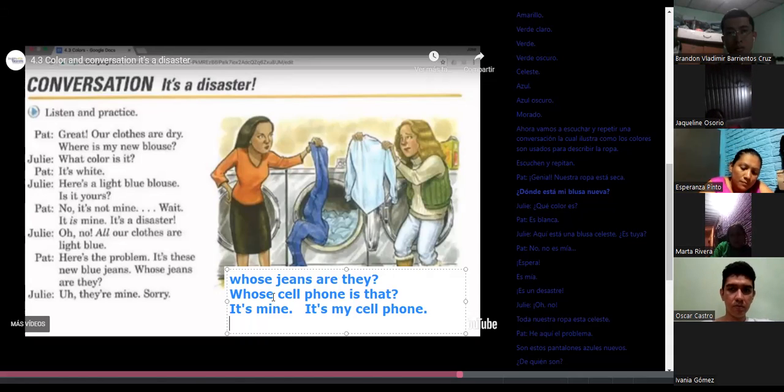Okay, whose TV is that? Whose money is that? ¿De quién es ese dinero? So you can use cualquier cosa, right? Después de whose, ponen el nombre del objeto: jeans, cell phone, money, car, house. Pueden ser personas, whose son is that?